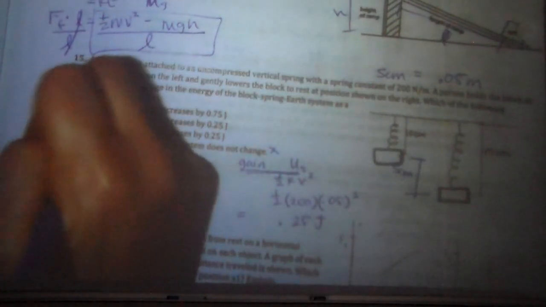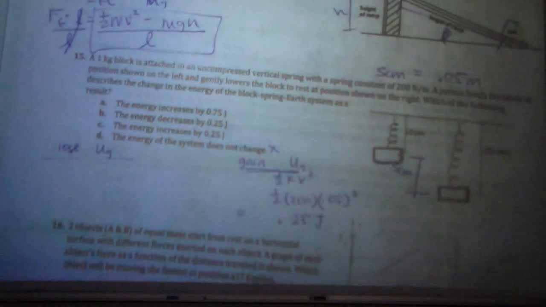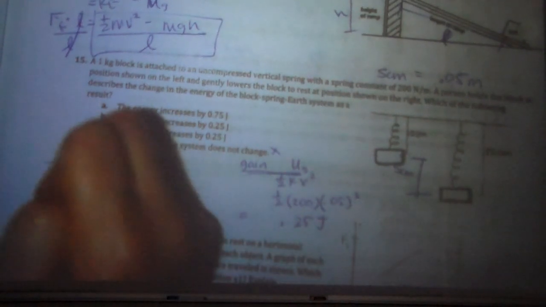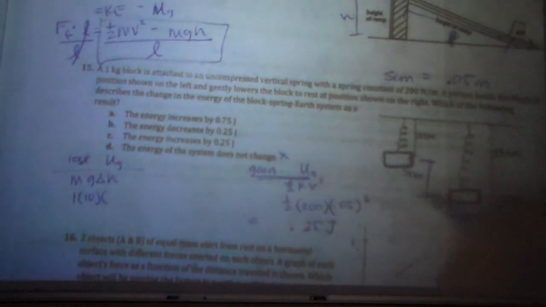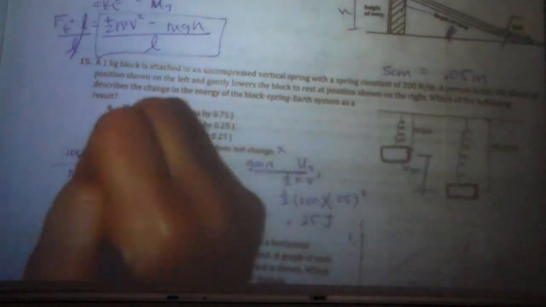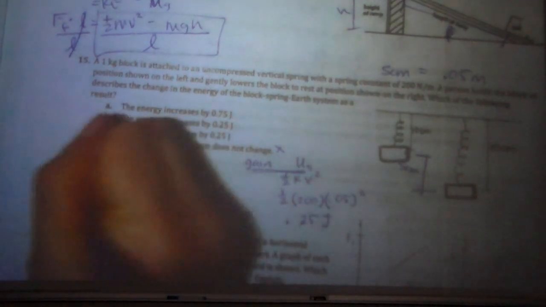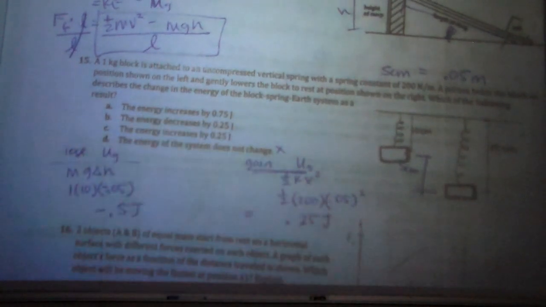But I'm also losing height, which means I'm losing gravitational potential energy. So I'm finding the change, right? The mg change in the height. Mass is 1, g is 10, change in the height is the 0.05 meters. I actually lost 0.05 meters, so then this is going to be negative 0.5 joules.